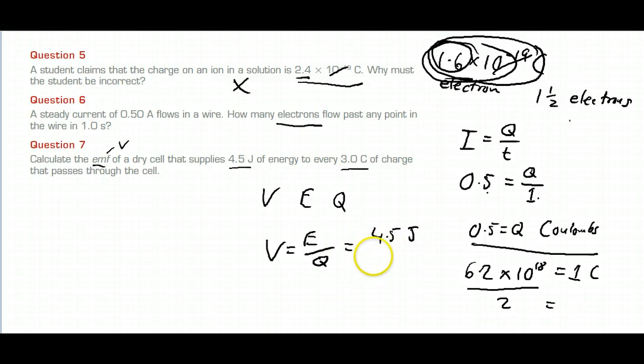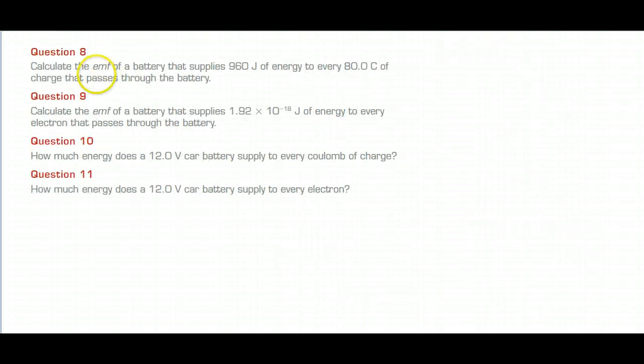4.5 joules, and the charge is 3 coulombs. So if we do this sum, we'll get a voltage, and the voltage will be in volts, because we should have energy in joules and charge in coulombs. So 4.5 over 3 is 1.5, so 1.5 volts is the EMF of the dry cell.